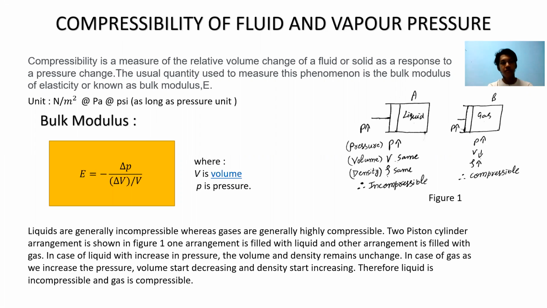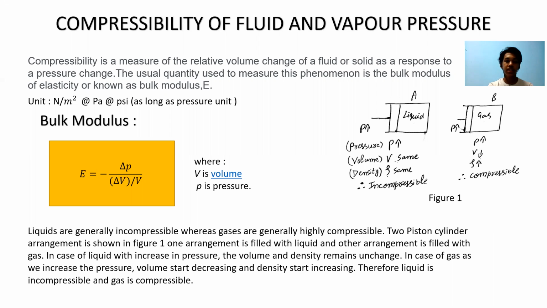Next, the formula for the bulk modulus. The formula for the bulk modulus is negative delta P over delta V over V, where V is the volume and P is pressure. Liquids are generally incompressible, whereas gases are generally highly compressible.